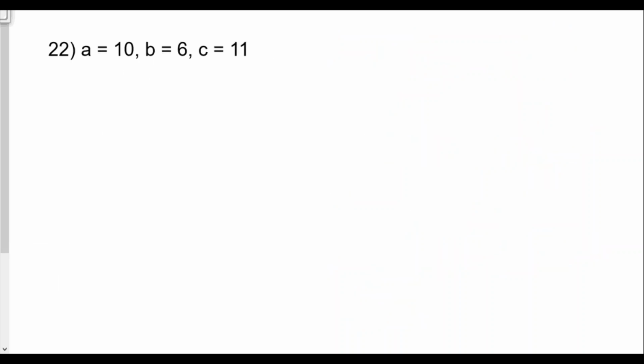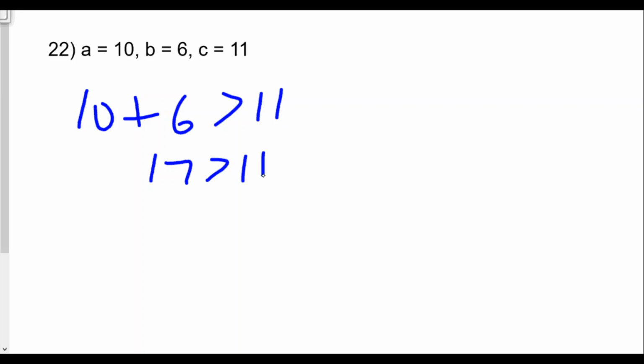All right, so for our last one, we have 10, 6, and 11. And so here, let's see, the two small sides, 10 plus 6, are they greater than 11? And the answer is going to be yes. 17 is greater than 11. Yes, one possible triangle.